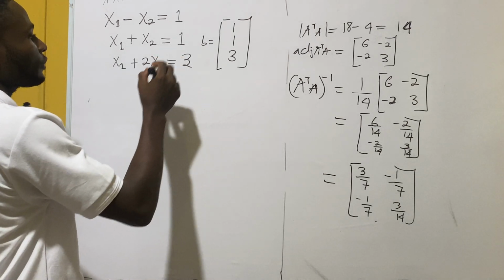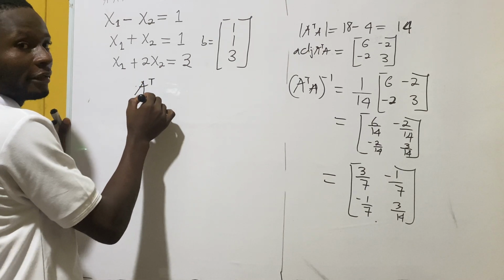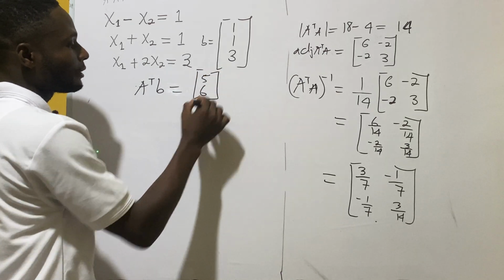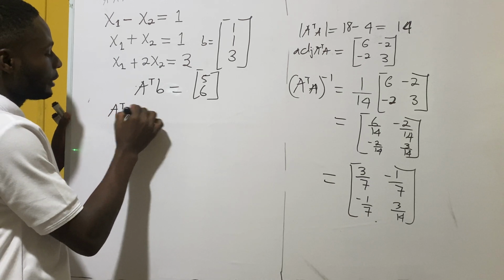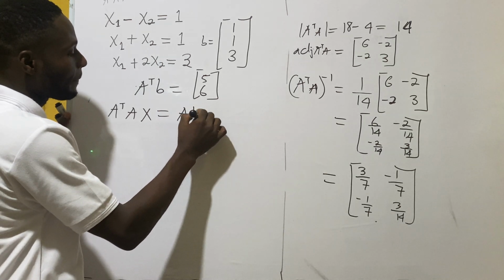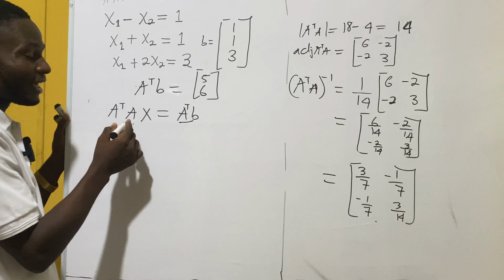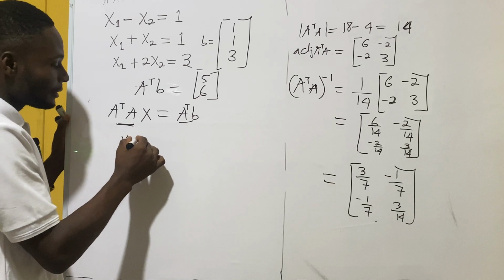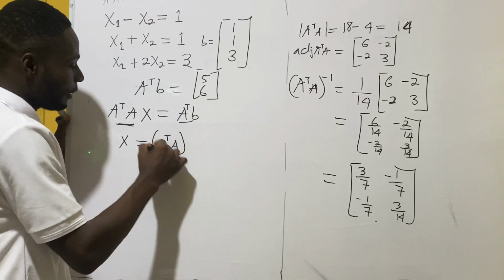Here we know our A transpose B to be 5, 6, right? So here, A times the unknown X is equal to A transpose times B, right? Being able to find the inverse of this, we can say that our unknown, which is X, is equal to A transpose A inverse of that.